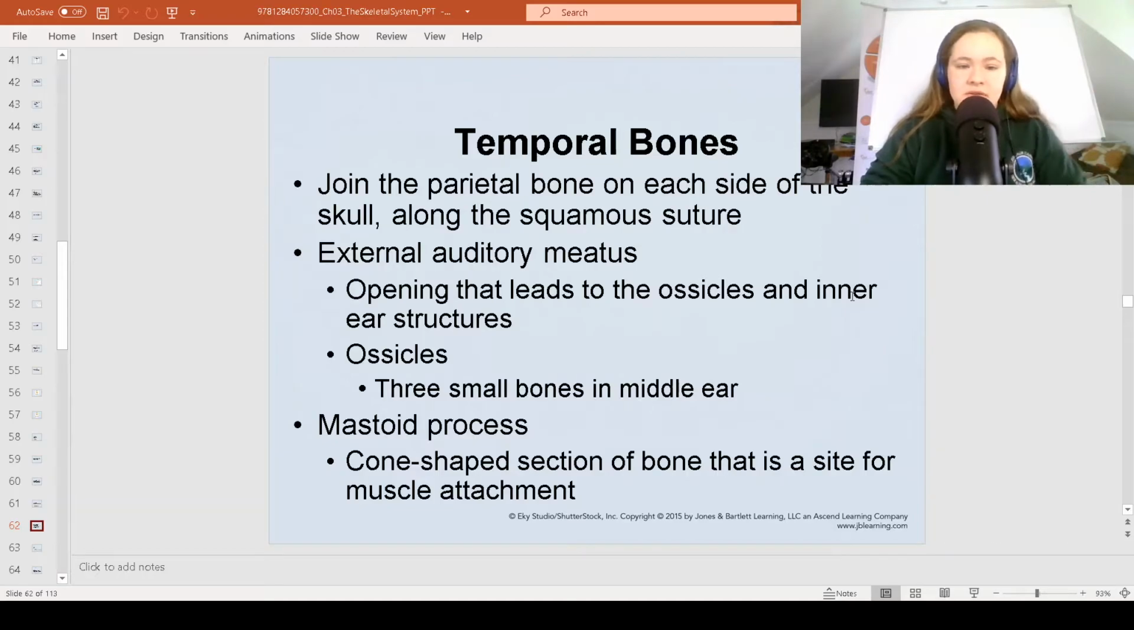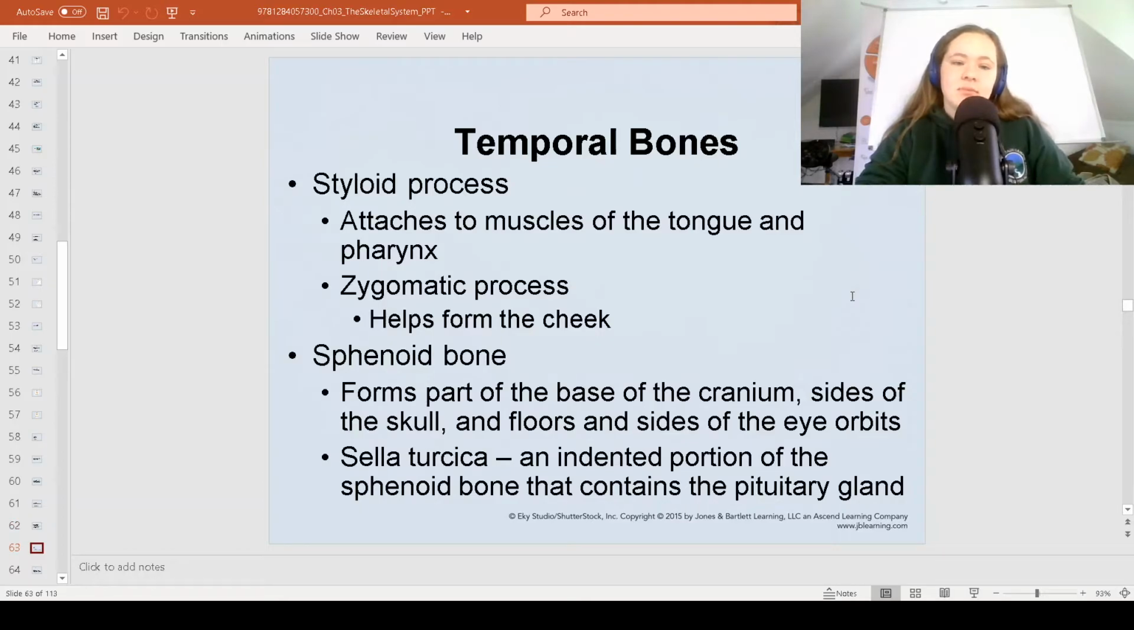External auditory meatus is the opening that leads to the ossicles and the inner ear structures. The ossicles are the 3 small bones in the middle ear. The mastoid process is the cone-shaped section of the bone that is a site for muscle attachment. Temporal bones also have the styloid process. This attaches to muscle in the tongue and the pharynx. Zygomatic process. This helps form the cheek.